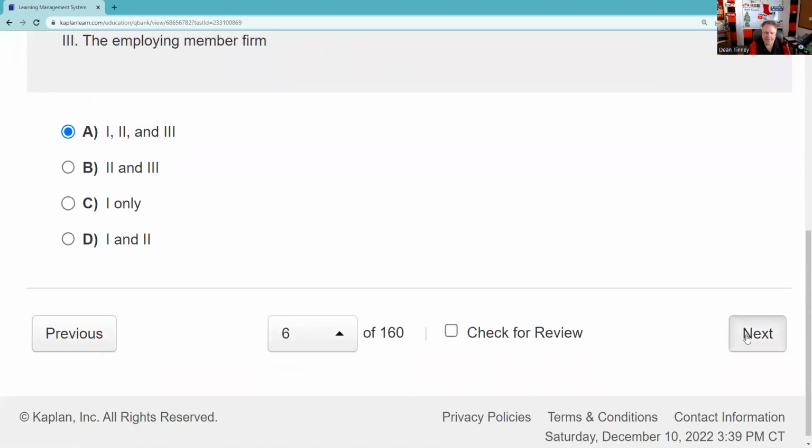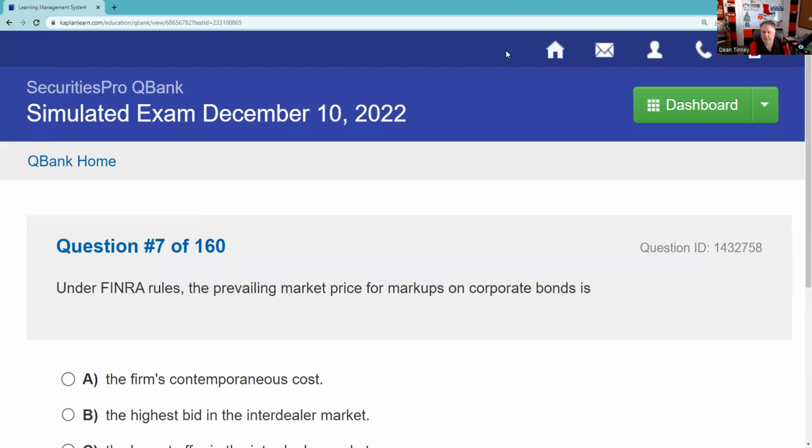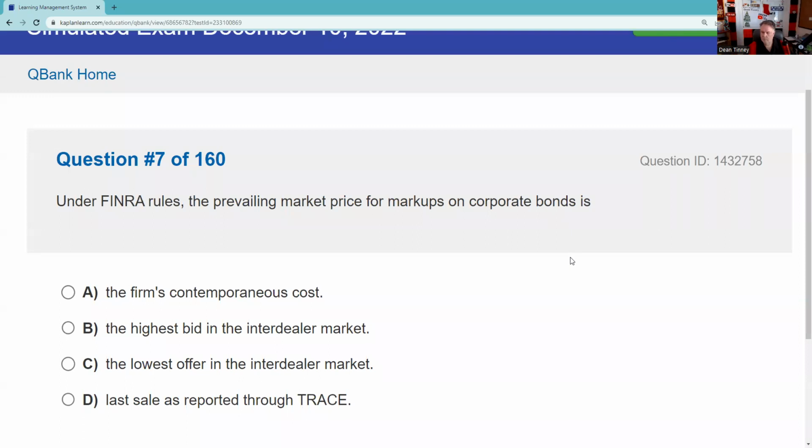Get questions like that. Question 7. Under FINRA rules, the prevailing market price for markups on corporate bonds, given that they're going to be using anything other than the current thing. Now, what we're talking about is what you paid for them, right? So, prevailing market price, so it's going to be contemporaneous cost, right?